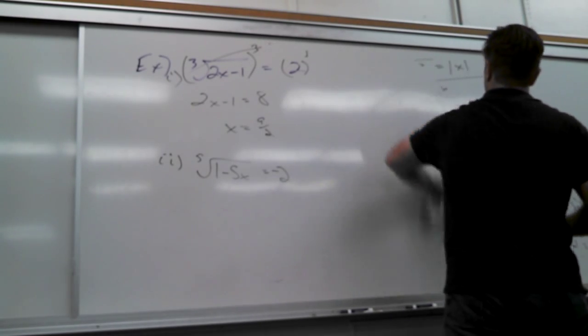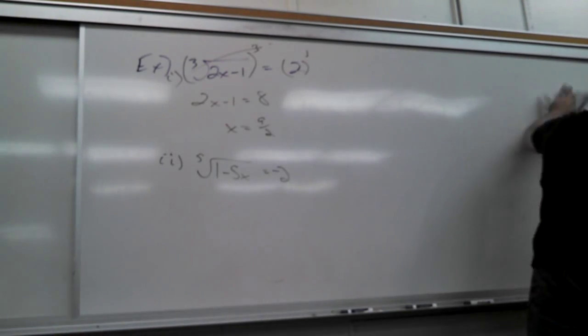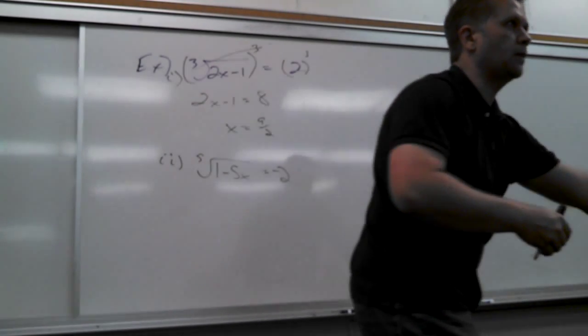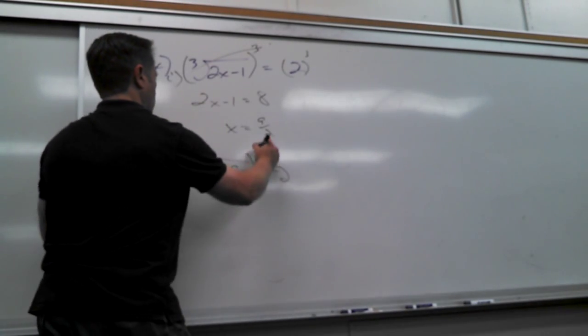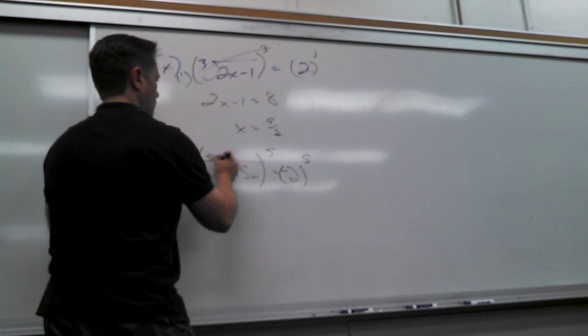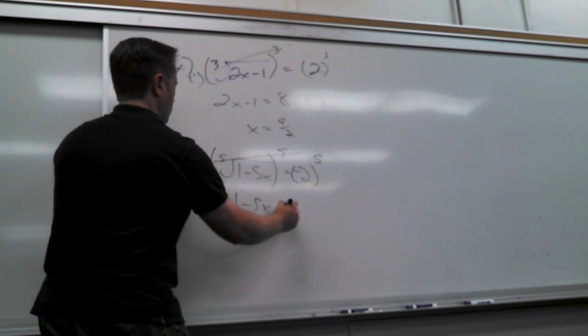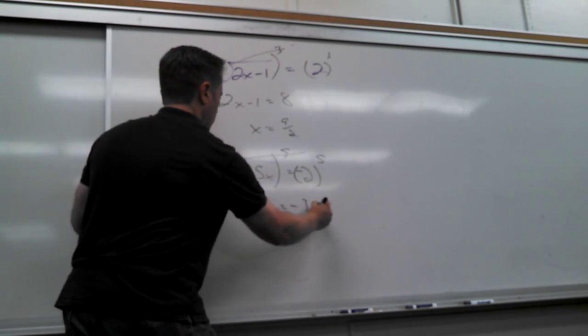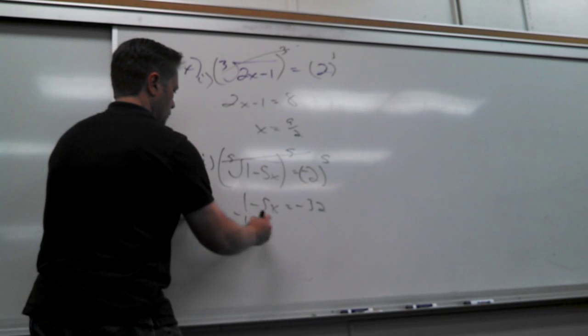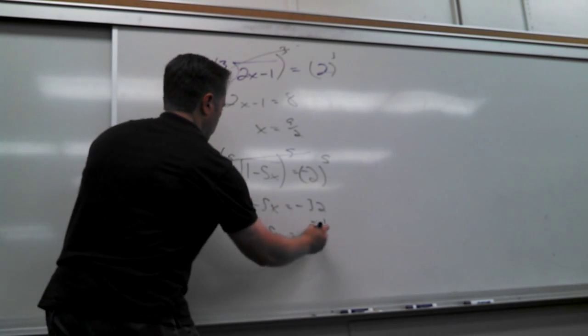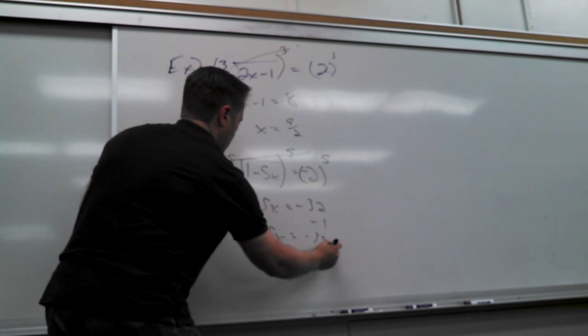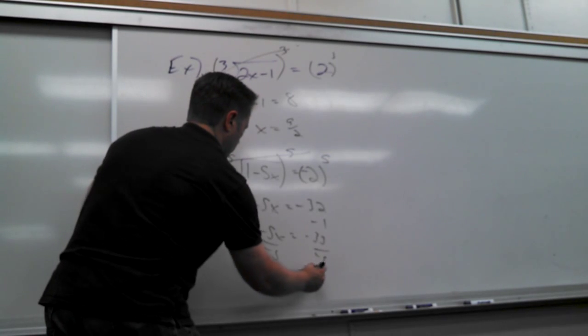So to do this problem, what do I do to both sides? Fifth power, I like it. So you get 1 minus 5x equals negative 32. Subtract 1 and negative 33 divided by negative 5. I get x equals 33 over 5.